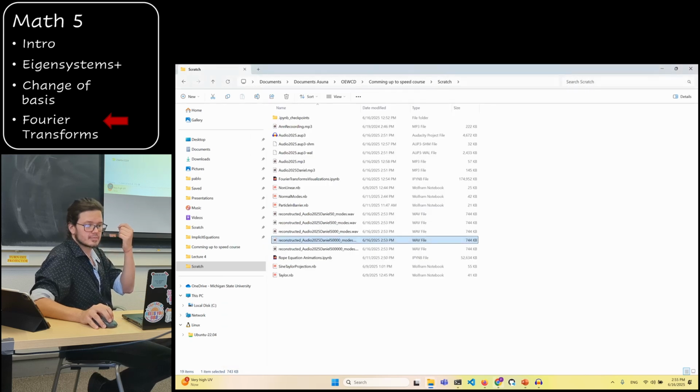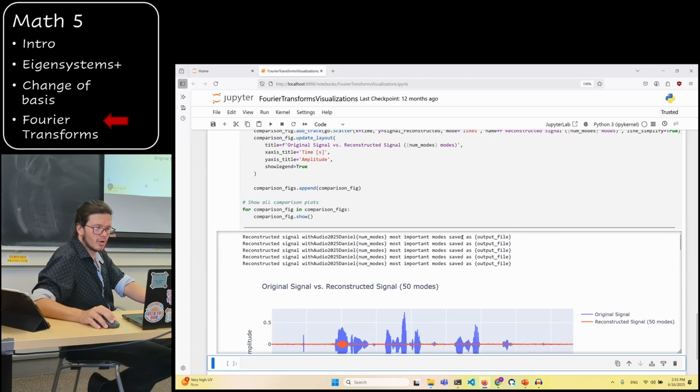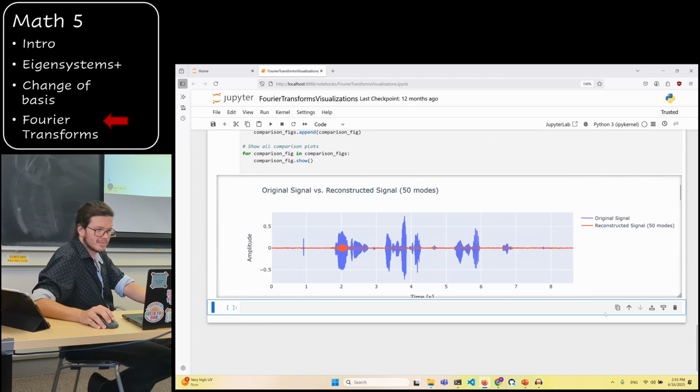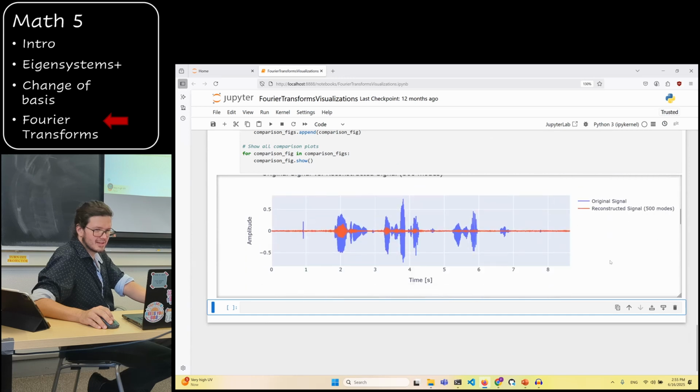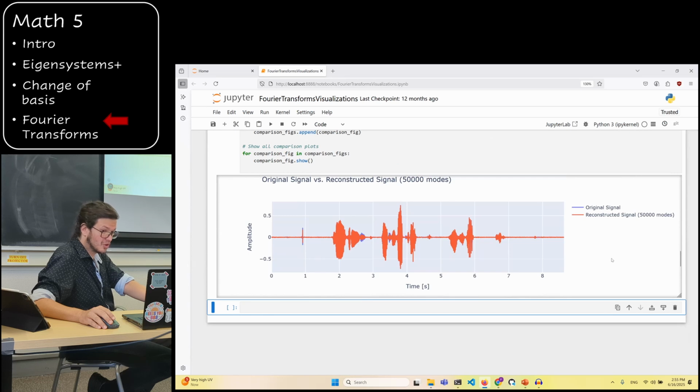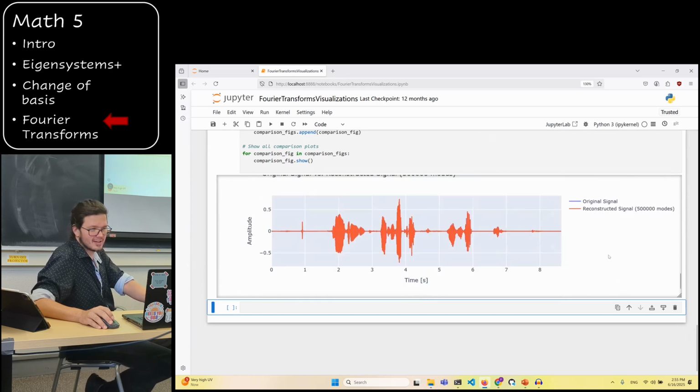Could we see what one of the lower modes ones looked like, Fourier transformed? Oh, I think that's a fantastic idea. Here you go. Thank you, Hannah. This is with 50 modes. This is with 500 modes. This is with 5,000. And as we saw, this already was sounding very similar. With 50,000, and this is with basically the whole thing. And that's how the reconstruction looks like.